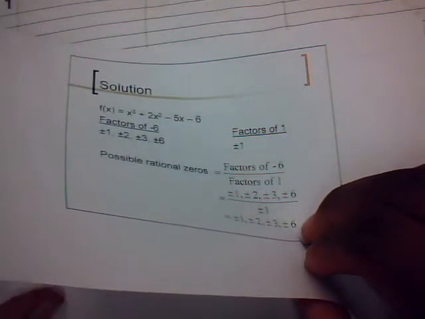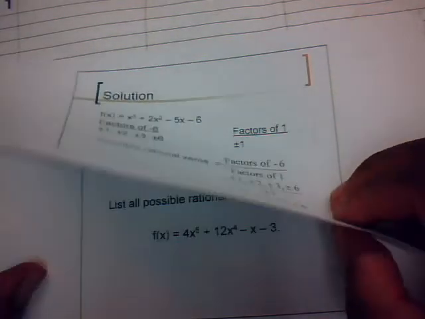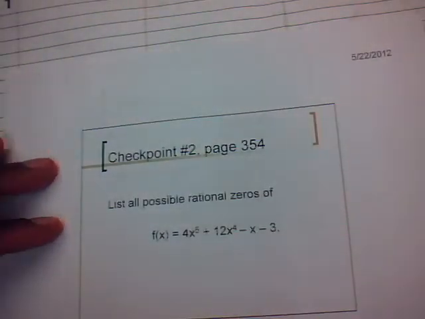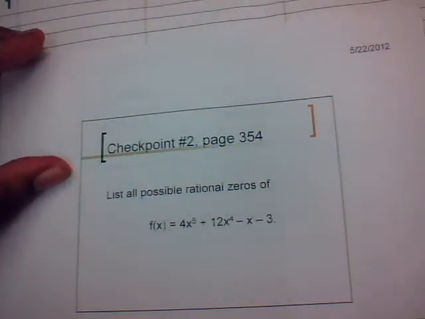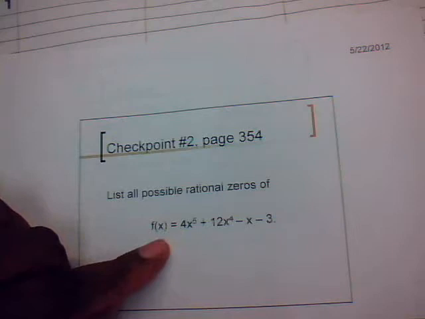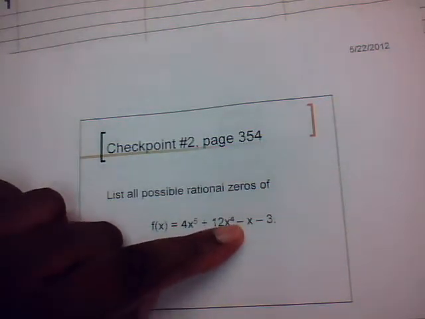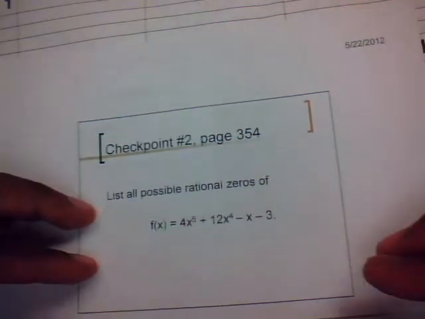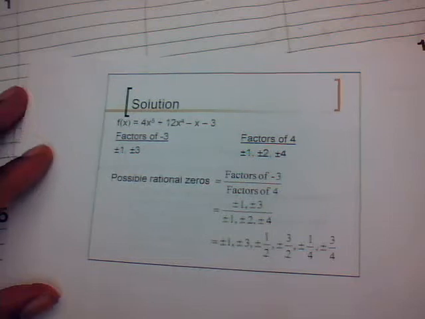Another example, let's say that the leading coefficient is a number other than 1, like this one. And we want to list all the possible rational zeros of this function. f of x is equal to 4x to the 5th plus 12x to the 4th minus x minus 3. Let me show you how this one is done.